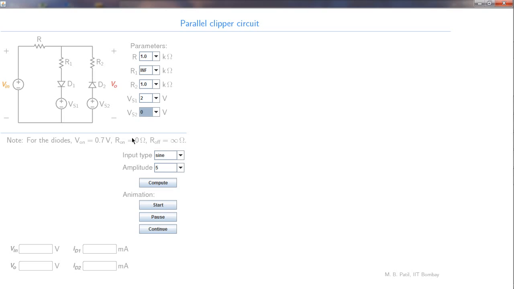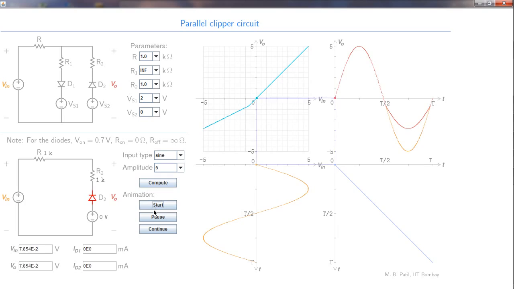So let us check that out. Here is the VO versus Vi relationship. This is the breakpoint, and that is at Vi equal to minus 0.7 volts. In this region, Vi is less than minus 0.7 volts. The diode conducts, and the slope would be given by R2 by R plus R2. Since R2 and R are equal, this slope would be 1 by 2. In this region, D2 does not conduct, and therefore we have VO equal to Vi.